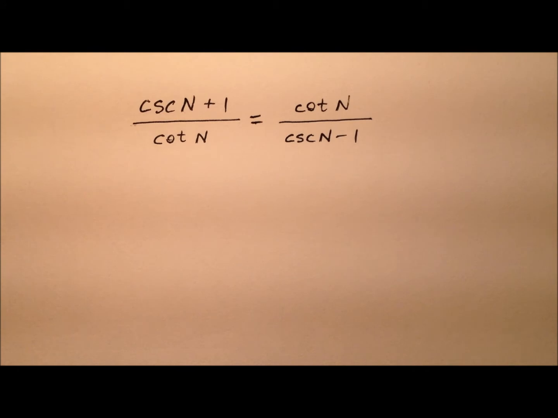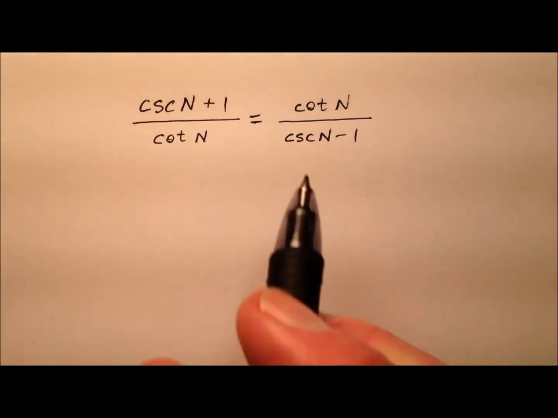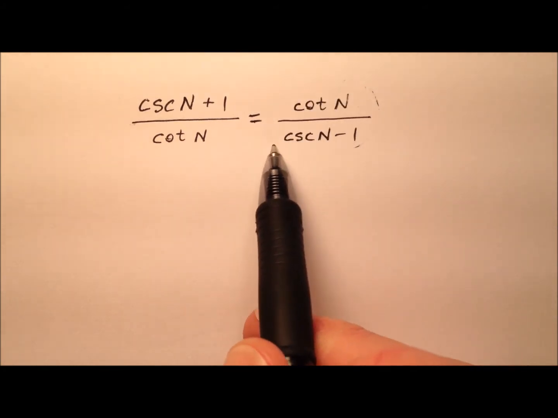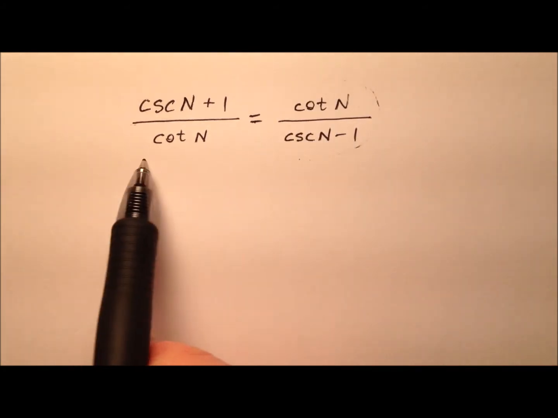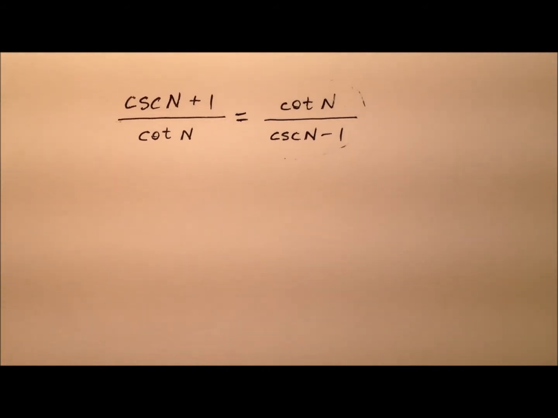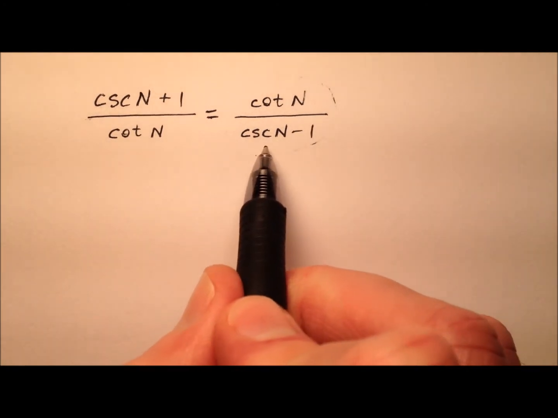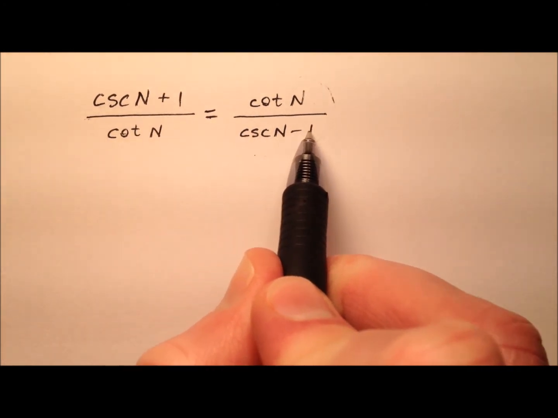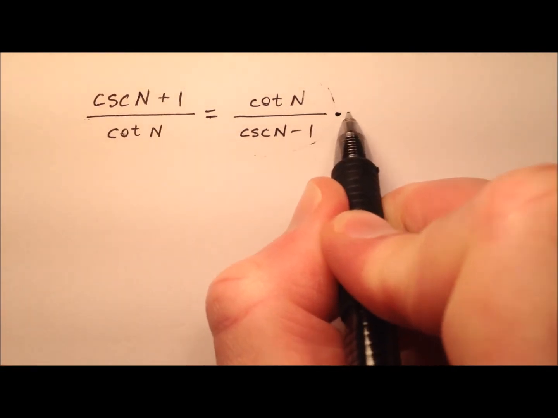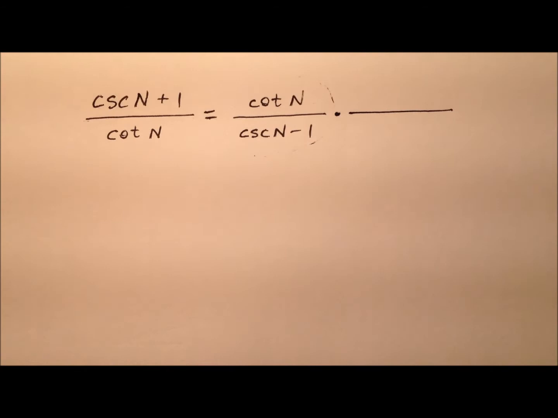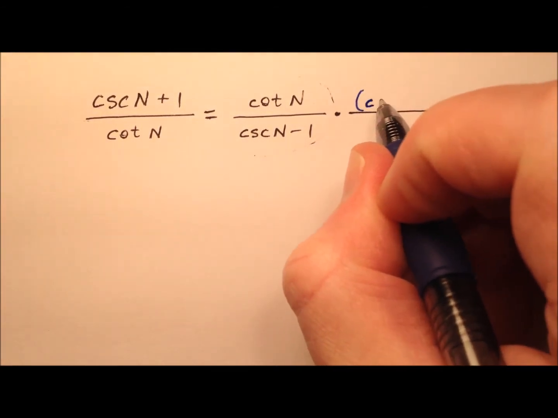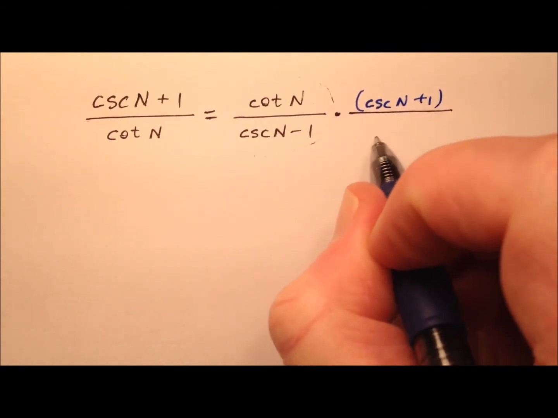So which side should we work with, and which side should we make it look like? Let's use the right side. We'll manipulate it into looking like the left side, and that's how we can verify this identity. We have cosecant n minus 1, and ultimately we need this denominator to be a single term. So let's multiply the top and bottom by the conjugate of the denominator. I'll multiply by cosecant n plus 1.